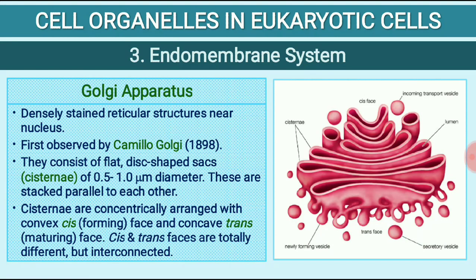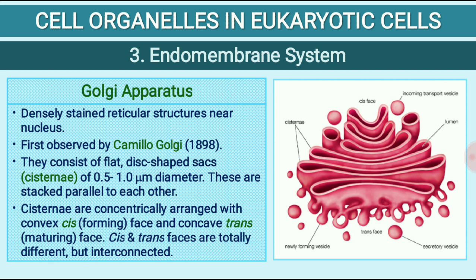8.5.3.2 Golgi apparatus. Camillo Golgi, 1898, first observed densely stained reticular structures near the nucleus. These were later named Golgi bodies after him. They consist of many flat, disc-shaped sacs or cisternae of 0.5 micrometers to 1.0 micrometers diameter. These are stacked parallel to each other. Varied number of cisternae are present in a Golgi complex. The Golgi cisternae are concentrically arranged near the nucleus with distinct convex cis or the forming face and concave trans or the maturing face.